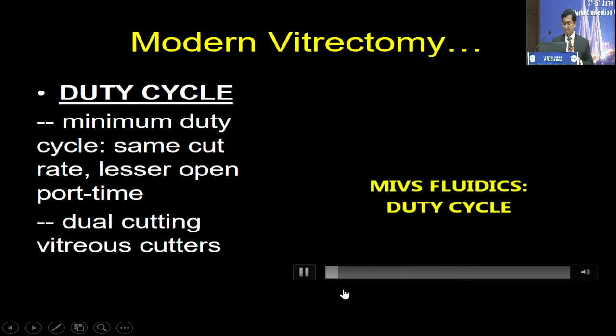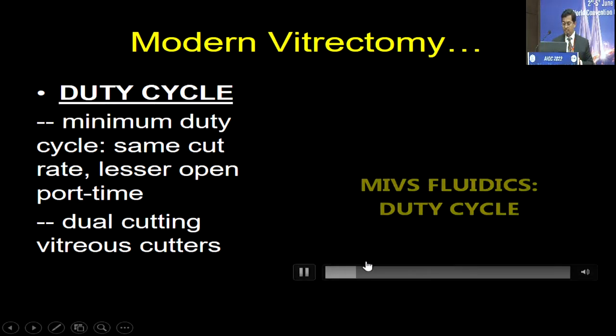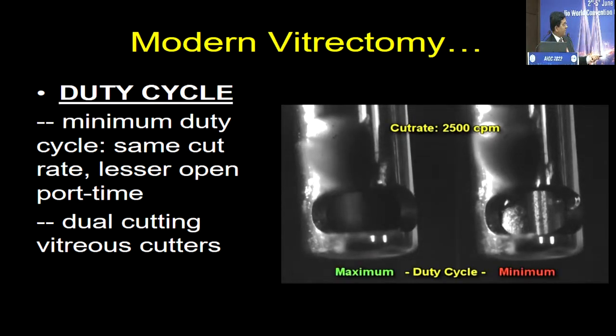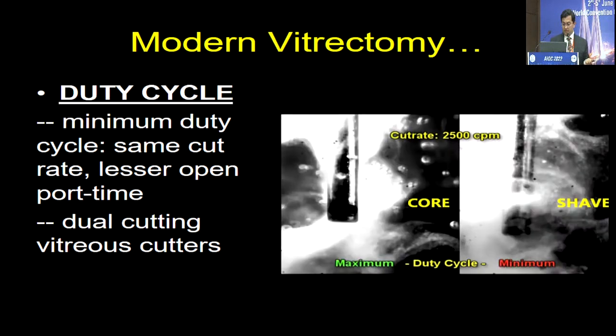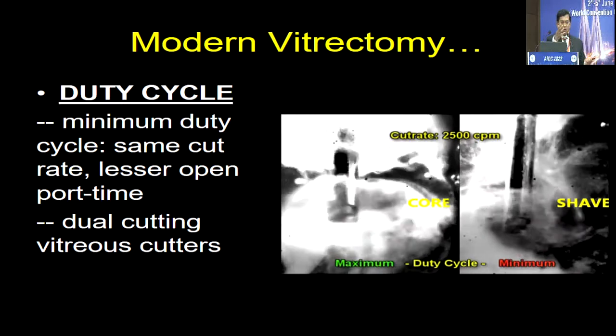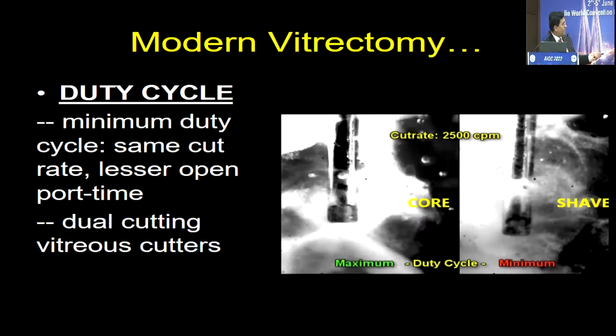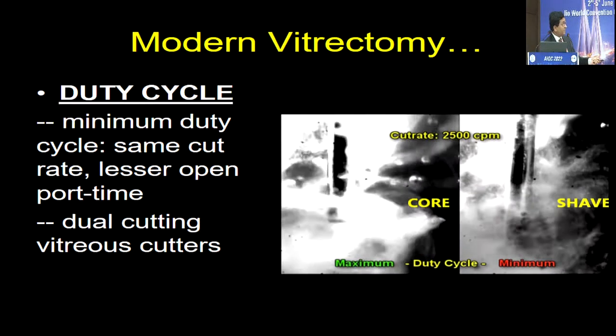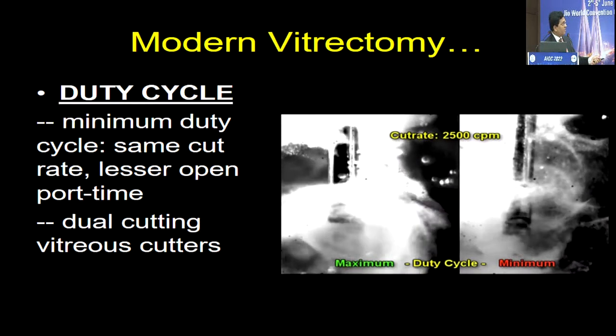Now the duty cycle is, as shown in this animation, for the same cut rate. Now you can see here, for the same cut rate, this is open for a longer time and this is open for a shorter time. So this becomes a lesser duty cycle, whereas this is a maximum duty cycle. So in the next, you'll see now, this is used for core vitrectomy, where you want a lot of cutting and suction to happen. You can see how agitated the vitreous is. Whereas this is for shaving the peripheral vitreous near the retina or base excision, where you see how steady the vitreous is.